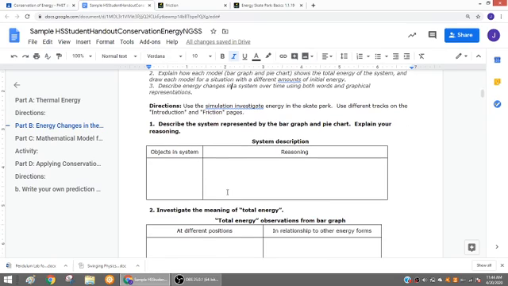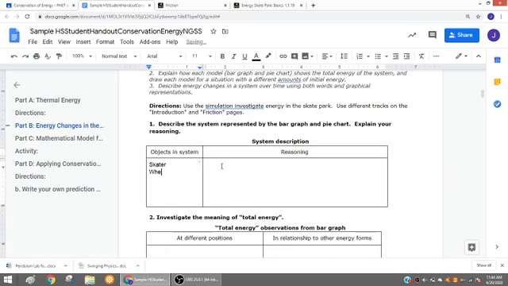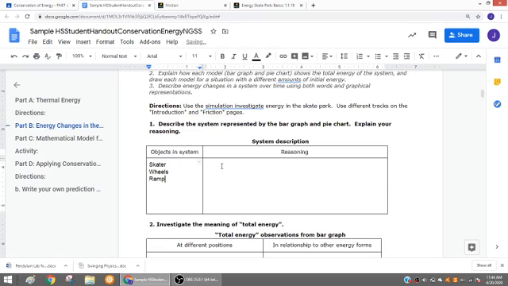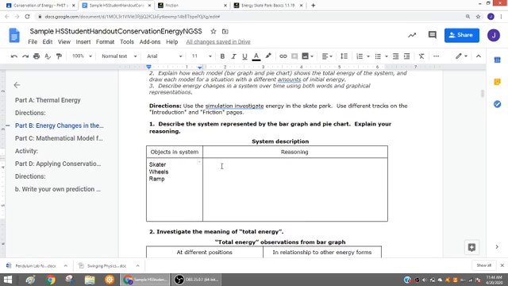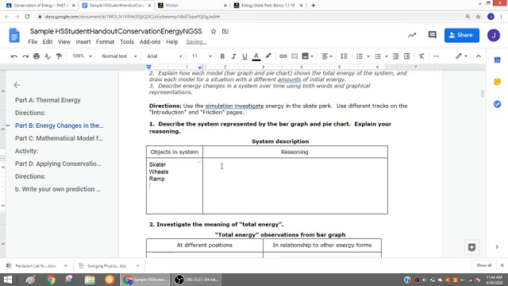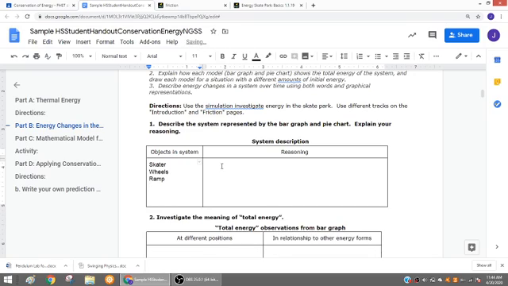Going back to the handout, what objects are in your system? You have skater, you have wheels, you have ramp. What other objects to read there? That might be a good spot to stop to help you. Describe the system represented by the bar graph and pie chart. Explain your reasoning.